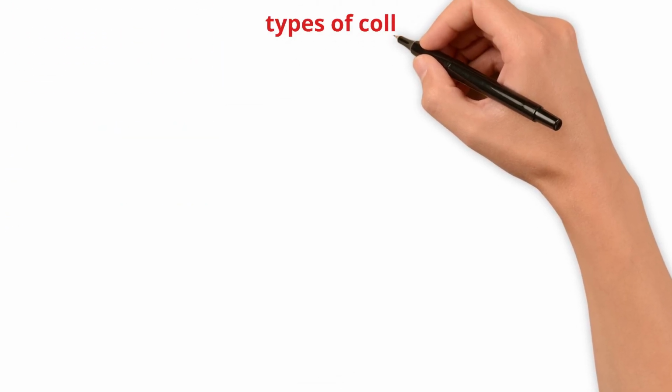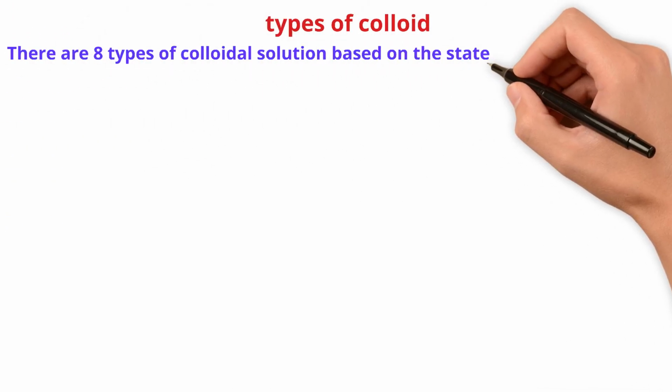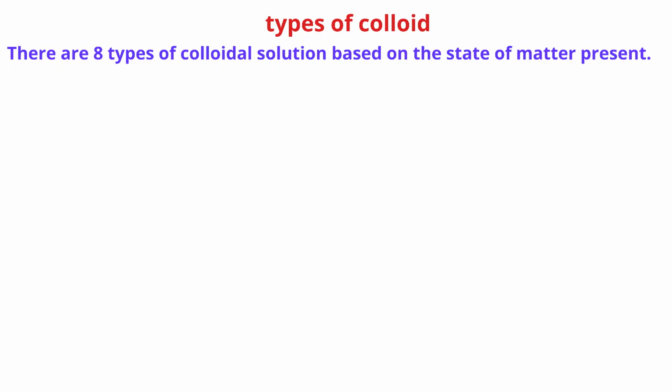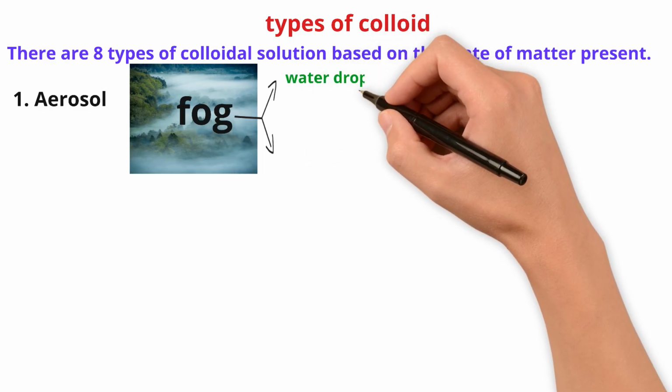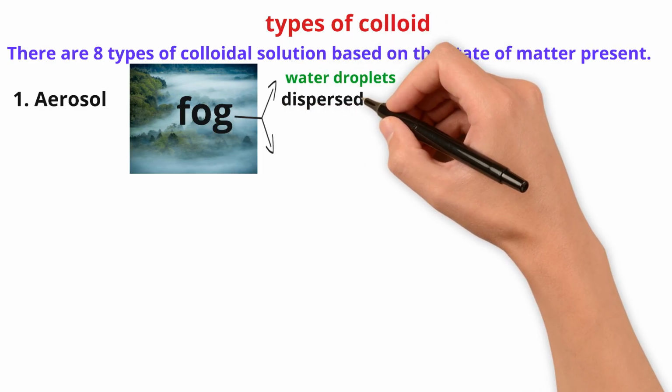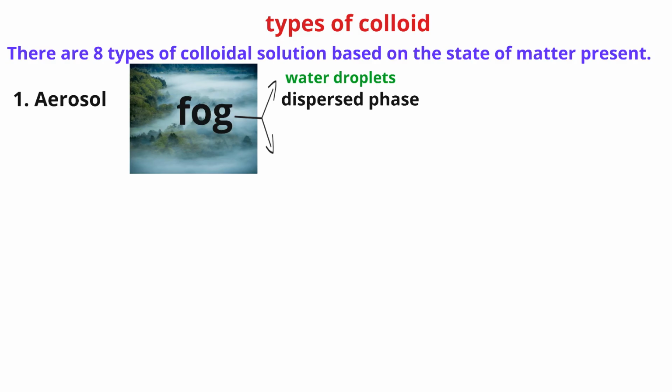Now, let us talk about types of colloid. There are 8 types of colloidal solutions based on the state of matter present. The first one is aerosol. For example, fog. The water droplet is the dispersed phase. Air is the dispersion medium. When water droplets are dispersed throughout the dispersion medium, that is air, it forms fog. Fog is an example of aerosol.